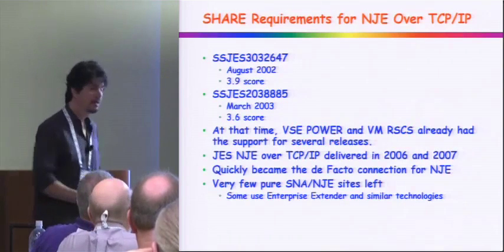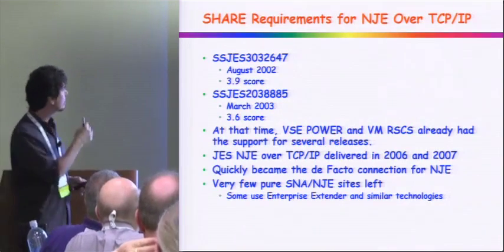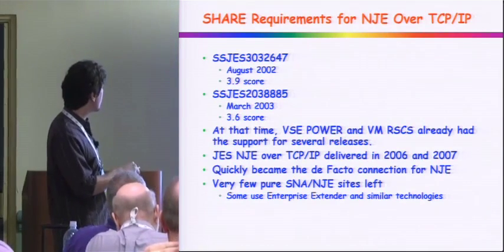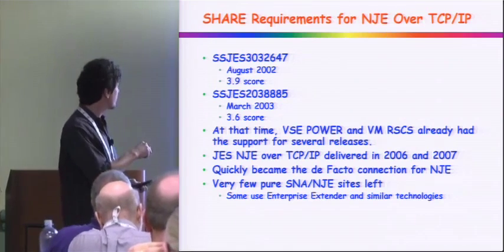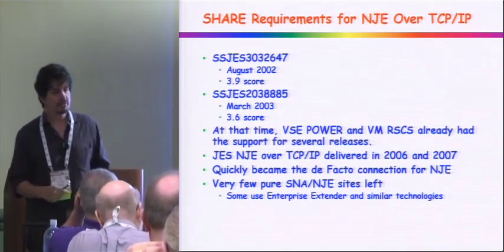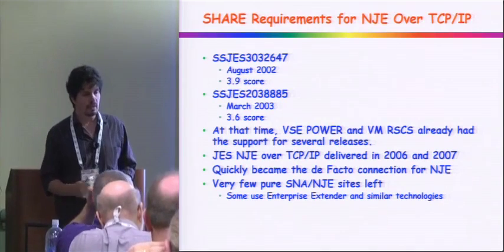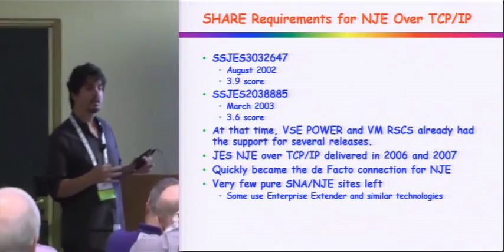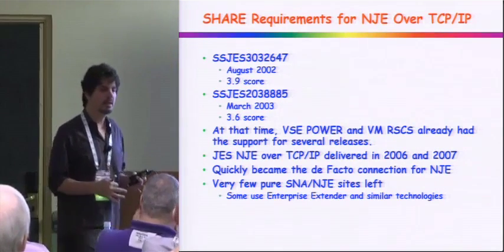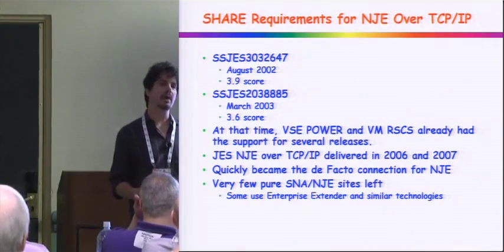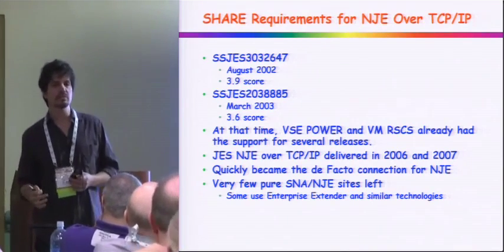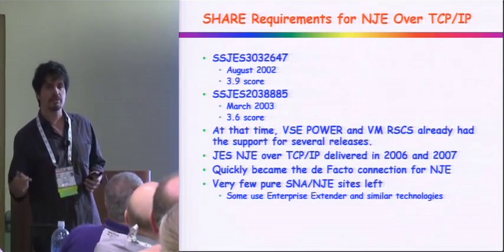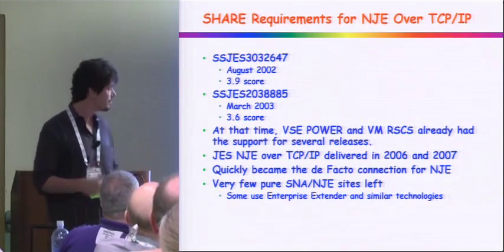Forewarned is forearmed. This one is about NJE over TCPIP. In the old days, way back in August 2002, I actually helped co-author this requirement right here in the JES3 project to ask for NJE over native TCPIP, because there were a lot of people who were pushing Enterprise Extender and things like that, and those were expensive solutions. And then in the next SHARE, March 2003, the JES2 project had a very similar requirement.